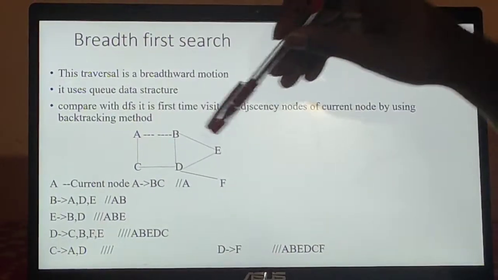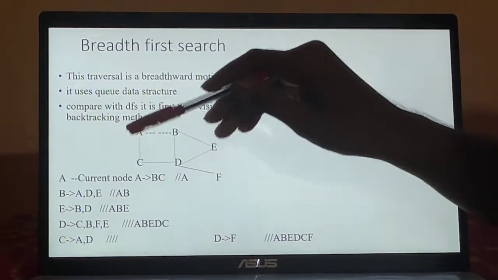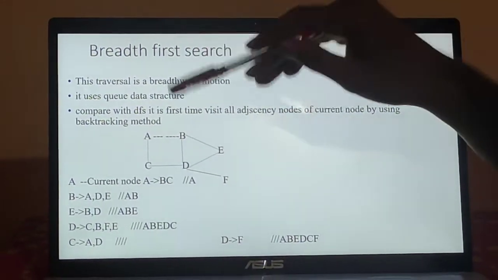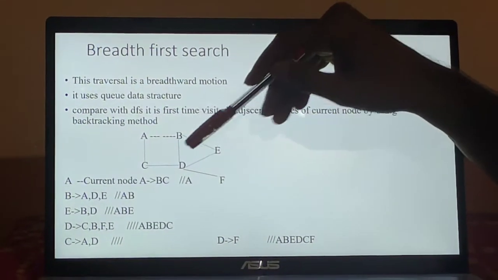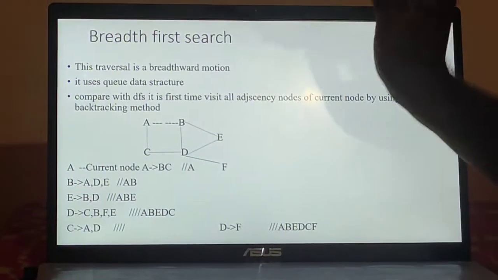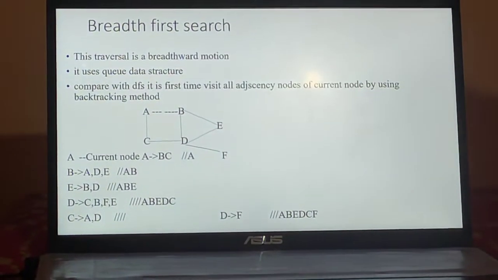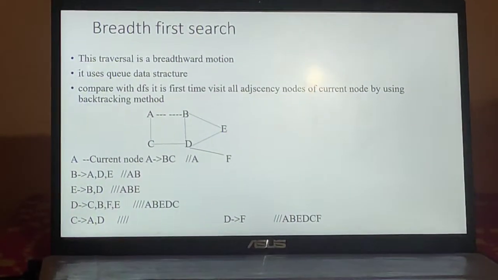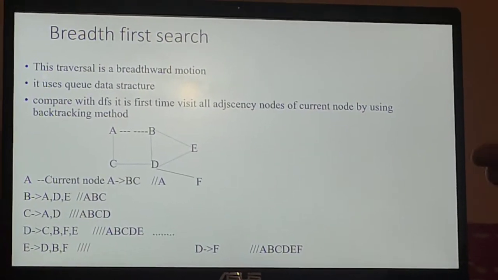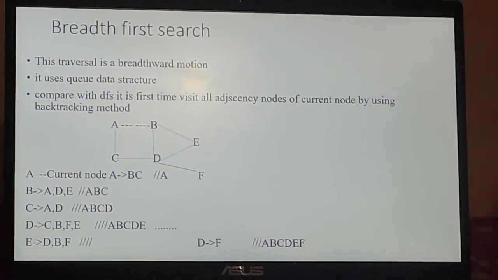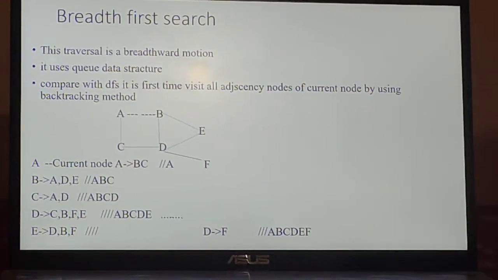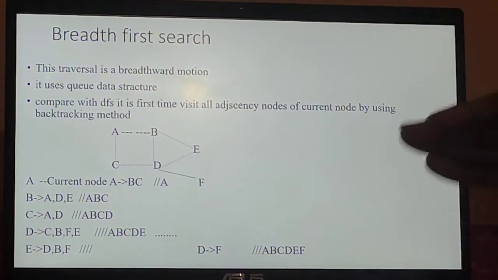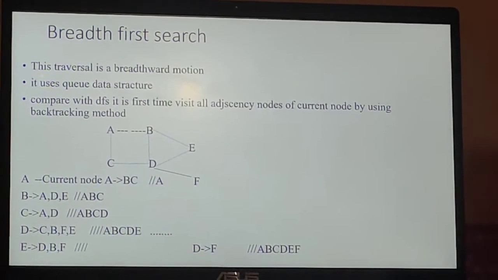This is the adjacency rule. A is the root node, and A contains multiple neighbor nodes, the adjacency nodes B and C. These B and C are already visited. These are the adjacency nodes of the current node. Also said, breadth first search, BFS, is a breadth-wide motion. Compared with DFS, it first visits all the adjacency nodes.